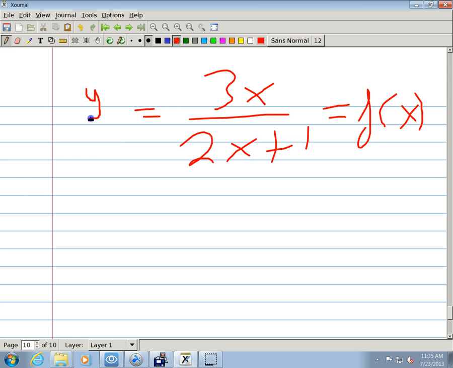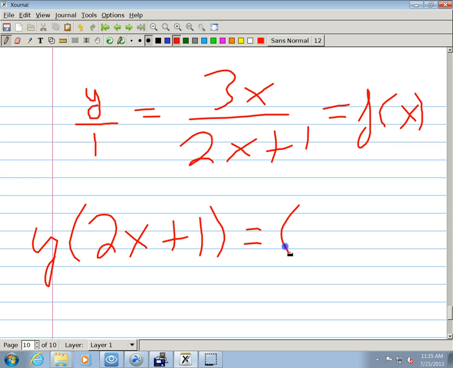So if I have a y here, technically it's over 1, so I can cross multiply. One fraction equals one fraction. So you get y times 2x plus 1 equals 1 times, let's be ridiculous, 1 times 3x. Okay, there you go. But again, I'm trying to get x alone, so what do you have to do?